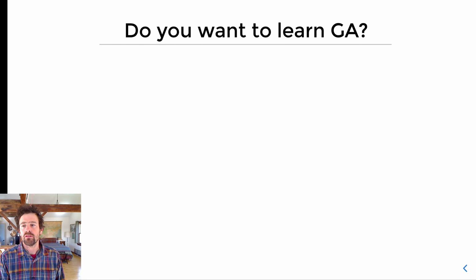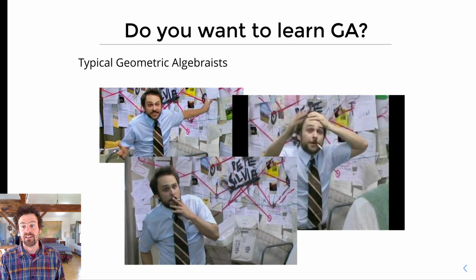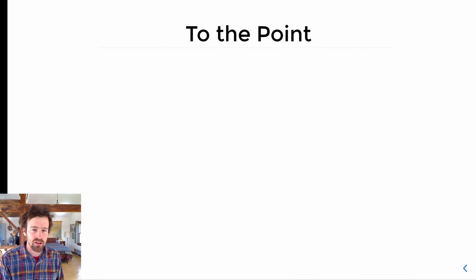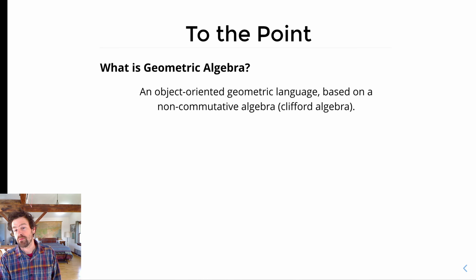All right, so do you even want to learn geometric algebra? Typical geometric algebras kind of look like this. You know, they're frustrated. They're trying to explain something to you and it's difficult, so hopefully this talk will make it a little bit more accessible. All right, so to the point, what is geometric algebra? It's an object-oriented geometric language based on a non-commutative algebra, and that's Clifford algebra.